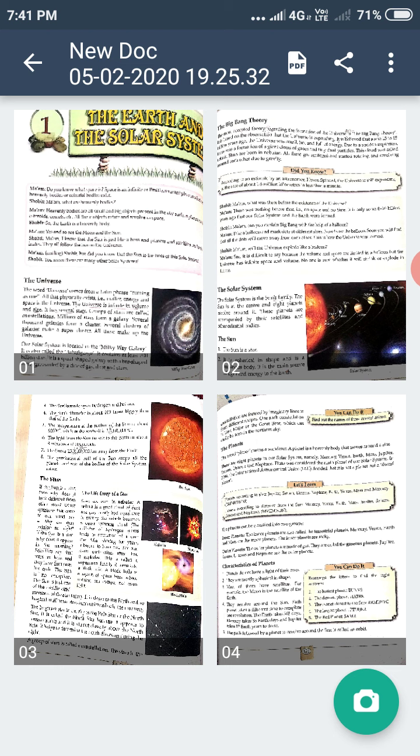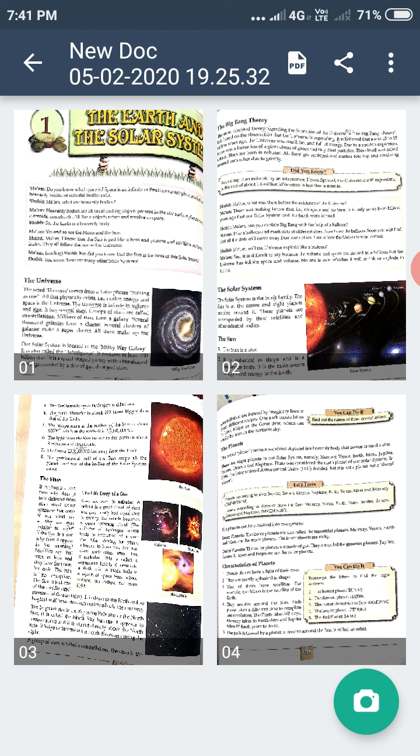Good morning, students. Today we are going to start with the geography chapter, that is the Earth and the solar system. First of all, let us know what is universe. Everything that exists physically, including the earth, the sky, stars, and solar system together is called universe.